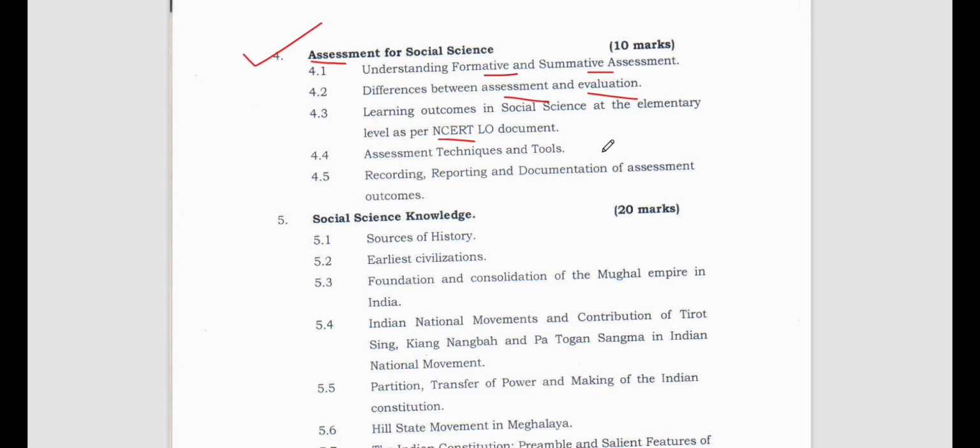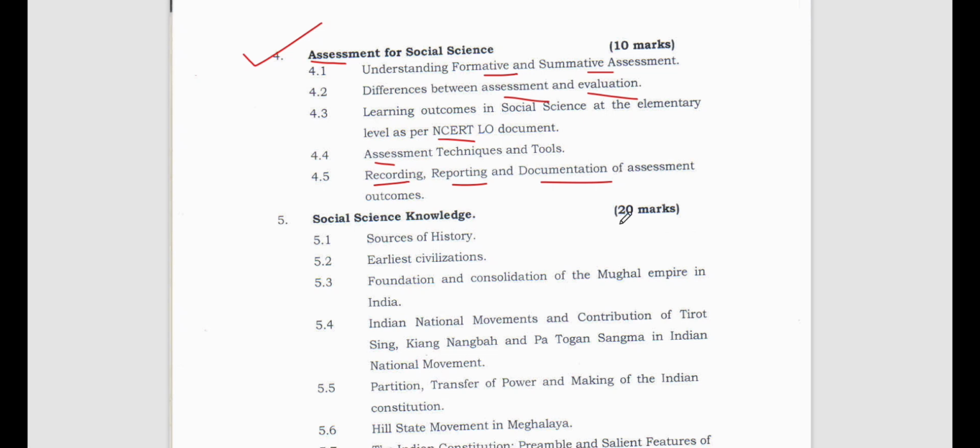What are the outcomes of social science at the elementary level as per NCERT. Then assessment techniques and tools which we use in order to study social science efficiently. Recording, reporting, and documentation of assessment outcomes. Now, whatever the assessment outcome is, how do we record them? How do we report them? Those we have to know.